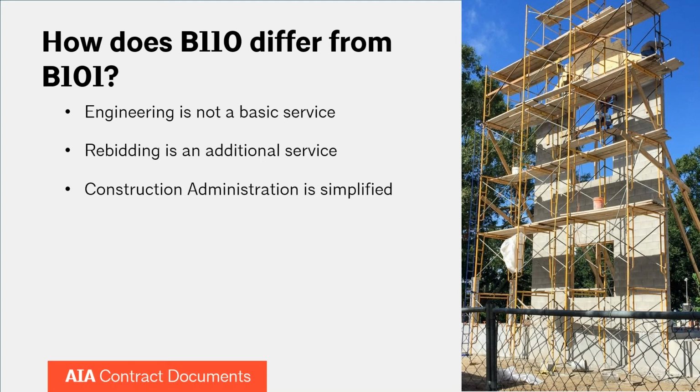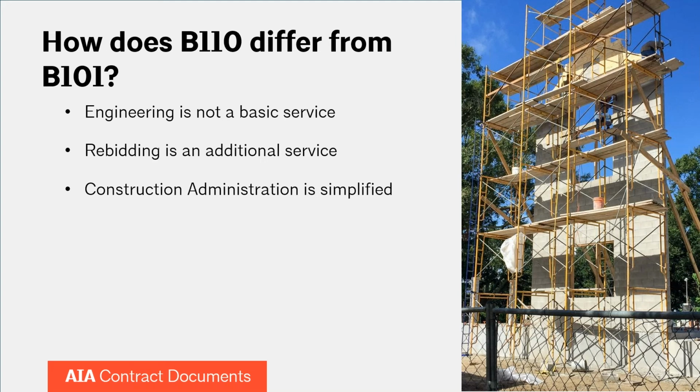The bidding and negotiation phase has been clarified to include one concurrent effort. The architect will assist in one round of bidding and negotiating under basic services. If the owner wants to send the project out to bid a second time, hoping to get lower fees, that would be compensated as additional services. The B110 also simplifies the record keeping requirements for the construction administration phase.